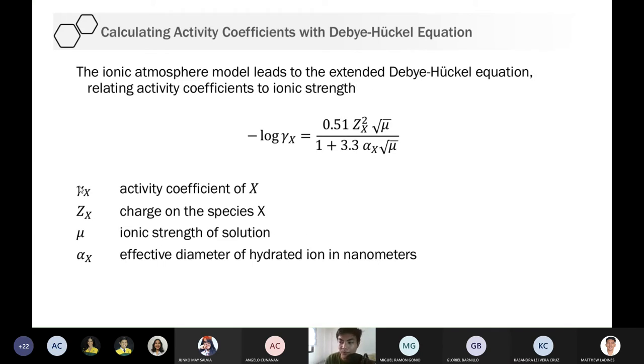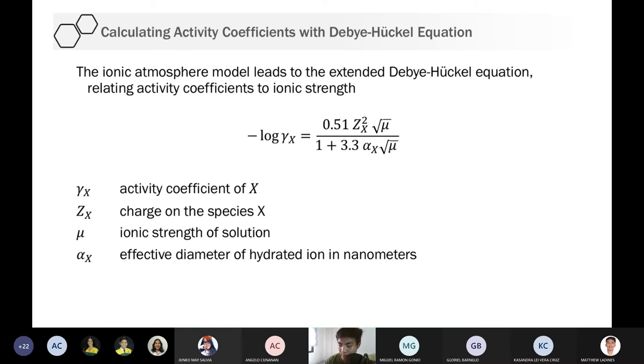So there are 4 other factors. I mean, there are 3 factors that affect the value for the gamma. Namely, the charge of your ion, the ionic strength of your solution, and the size of the hydrated ion in nanometer units.